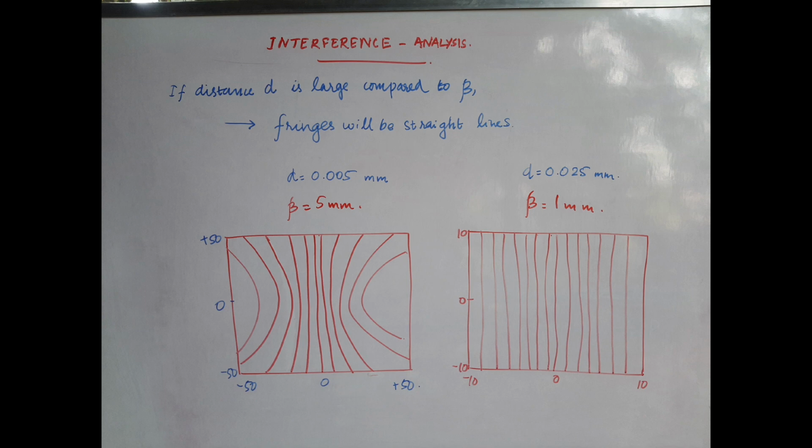So here we mean that as D is comparatively large to beta, this will happen. The hyperbolic nature is observed less in the second case, and is observed in the first case.